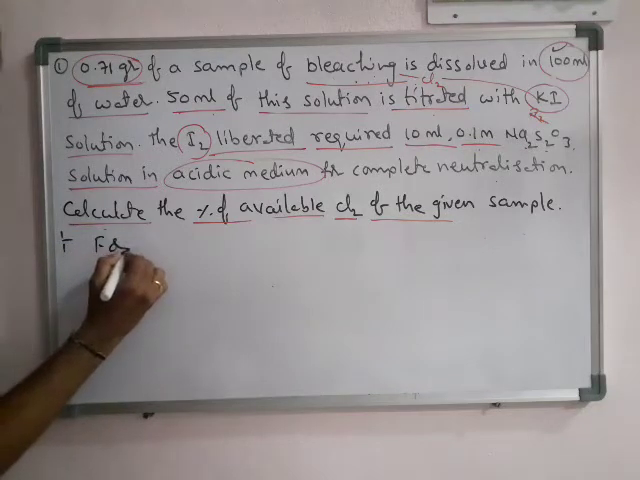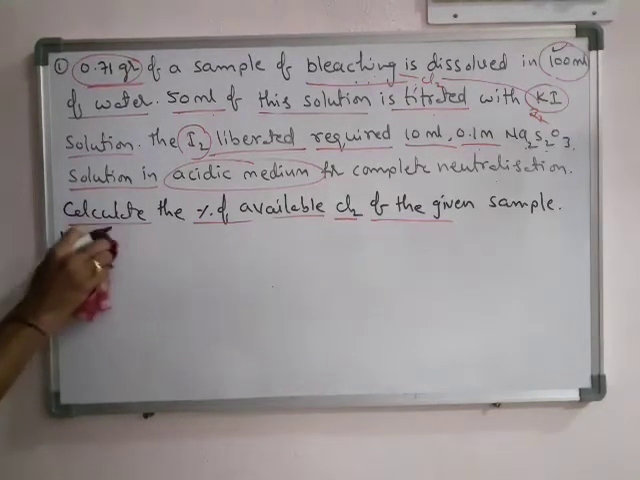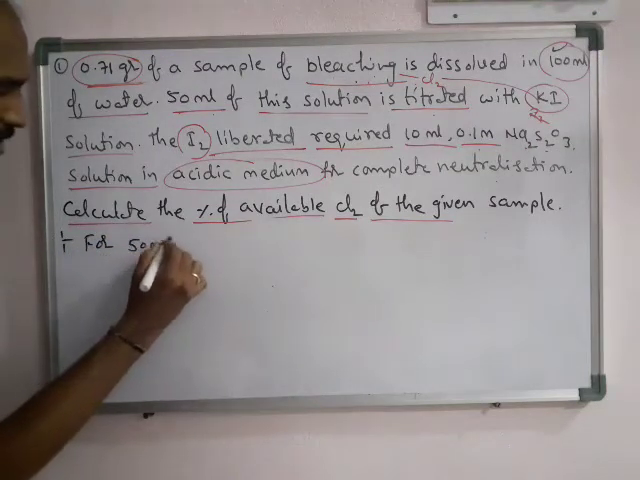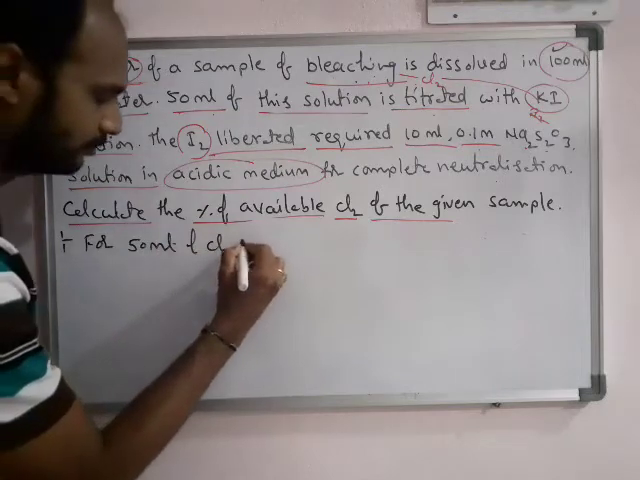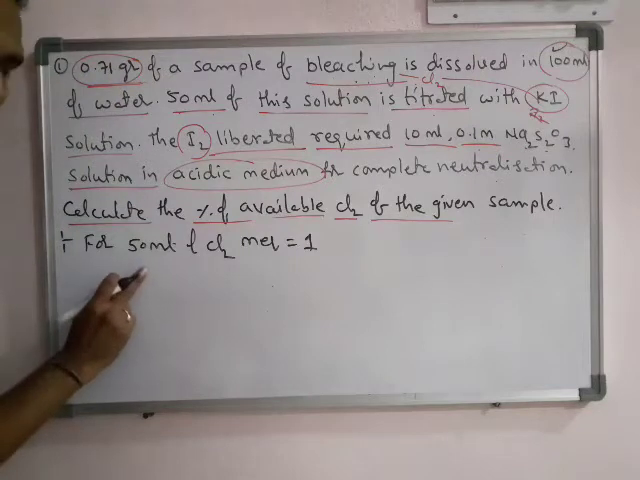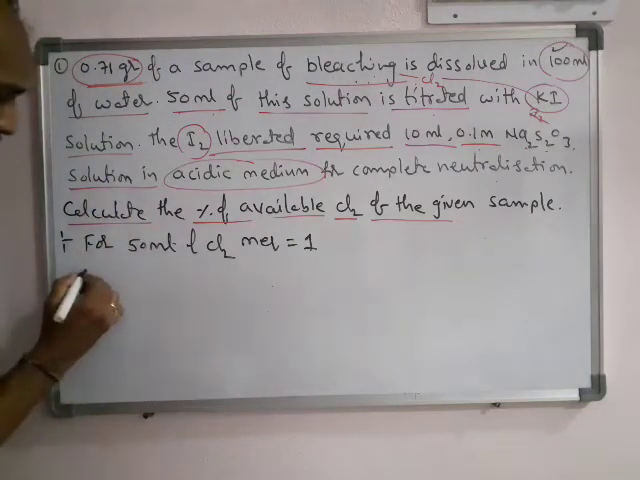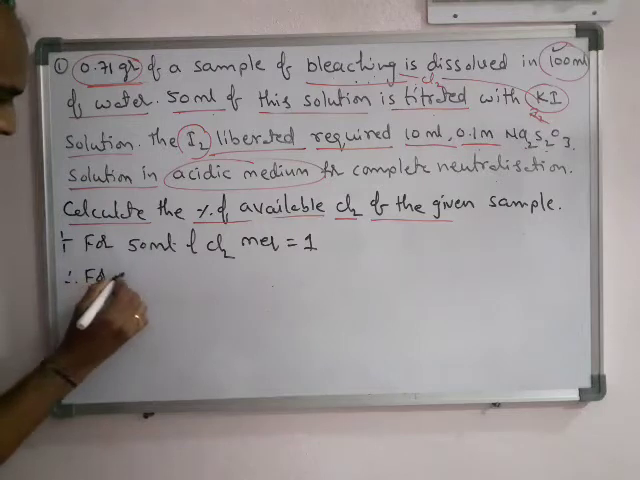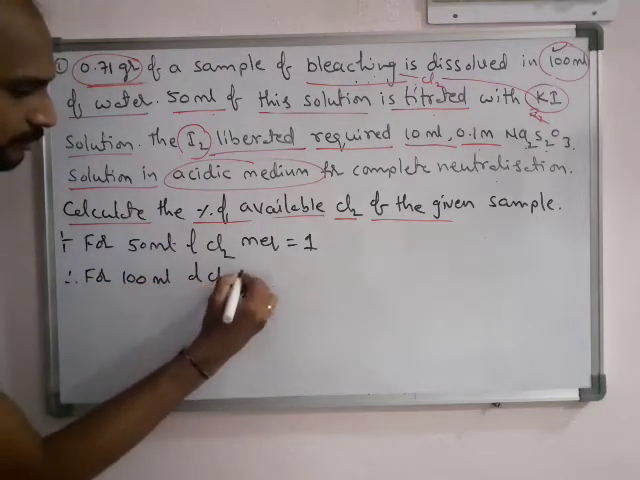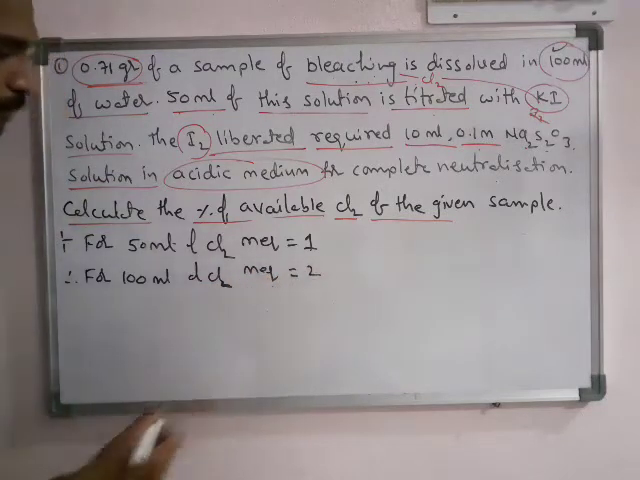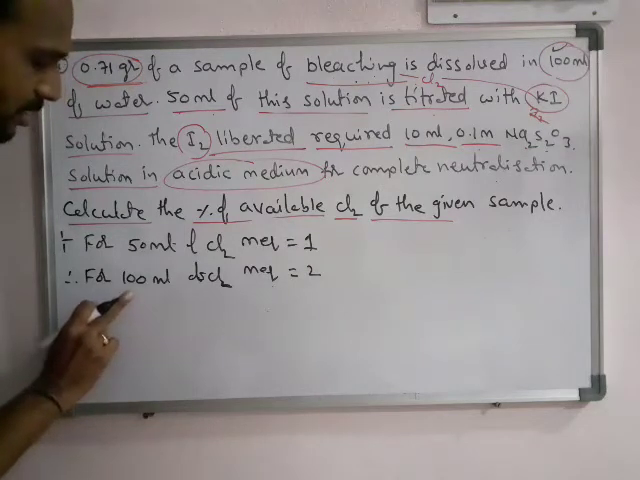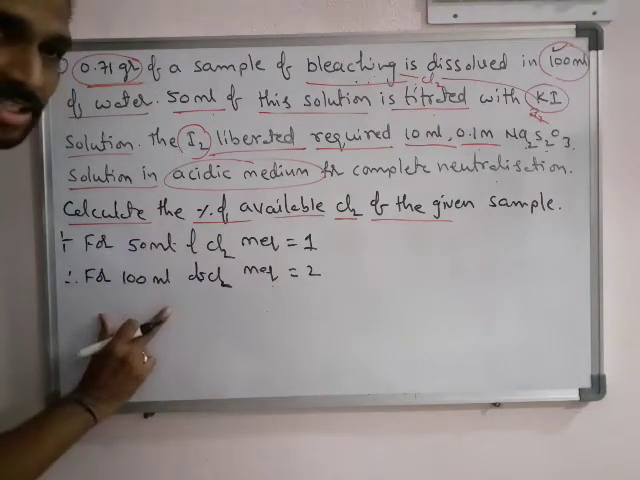So you got that for 50 milliliter of chlorine, milli equivalence is equal to 1. So it is totally based on the value. Therefore, for 100 milliliter of chlorine, milli equivalence equals 2. This is our basic solution. Basic solution means, in the problem it is given as the initial solution.